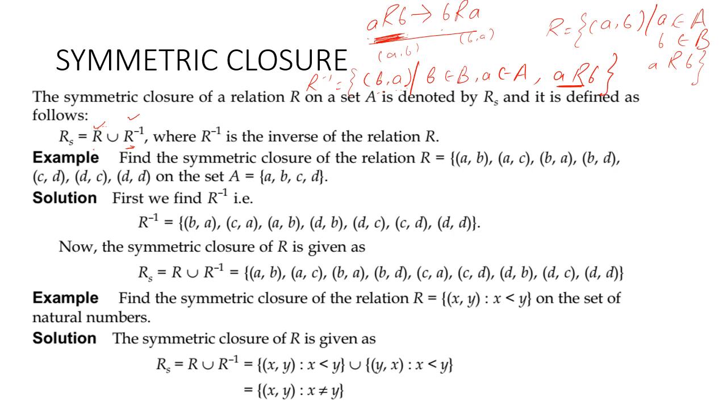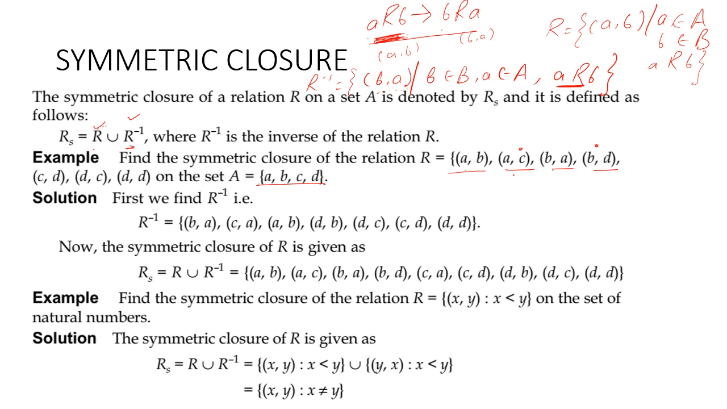Let's see an example. The set is given as A, B, C, D and the relation is given as AB, AC, BA, BD. You can see AB is there, BA is there, AC is there, but CA is not there. BD is there, but DB is not there. CD is there, DC is there, and DD is there. So these are the two pairs whose reverse pair is not present in the given relation. Therefore, this is not a symmetric relation.